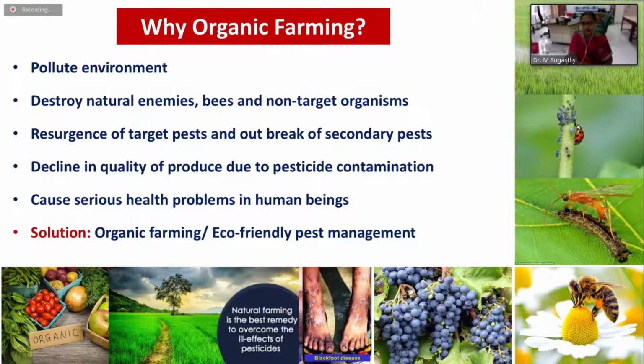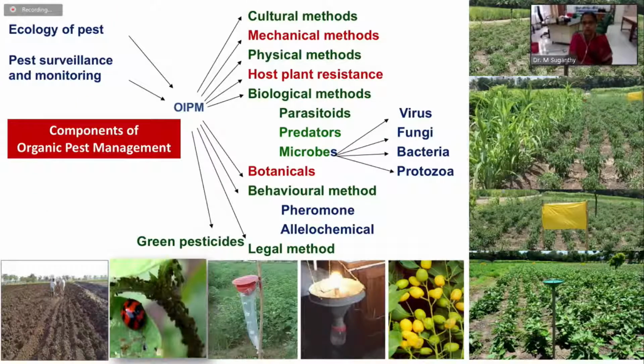And apart from all, it causes serious health problems in human beings. So what is the solution? The only solution is either shifting towards organic farming or going through eco-friendly methods. Regarding the components of organic pest management, there are several components. It includes cultural methods, mechanical methods, physical methods, use of host plant resistance as rightly pointed out by our co-chairman, then biological methods, botanicals, behavioral, legal, and use of green pesticides.